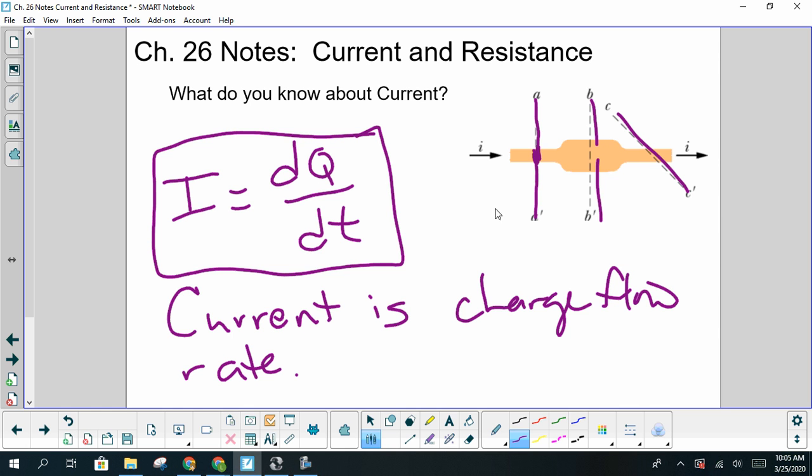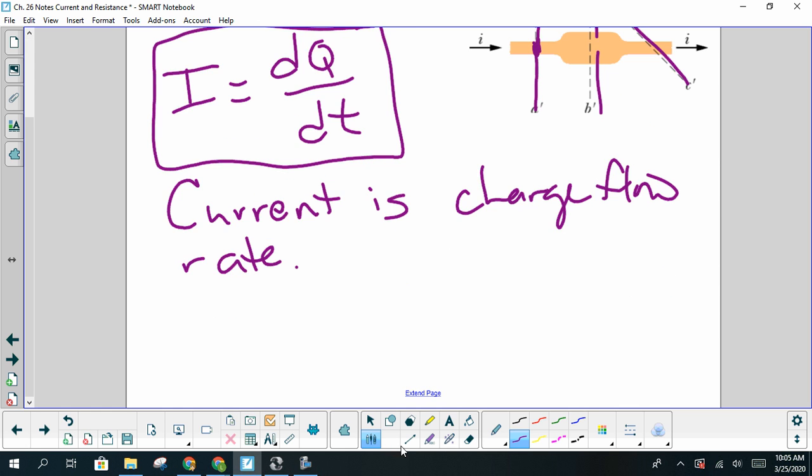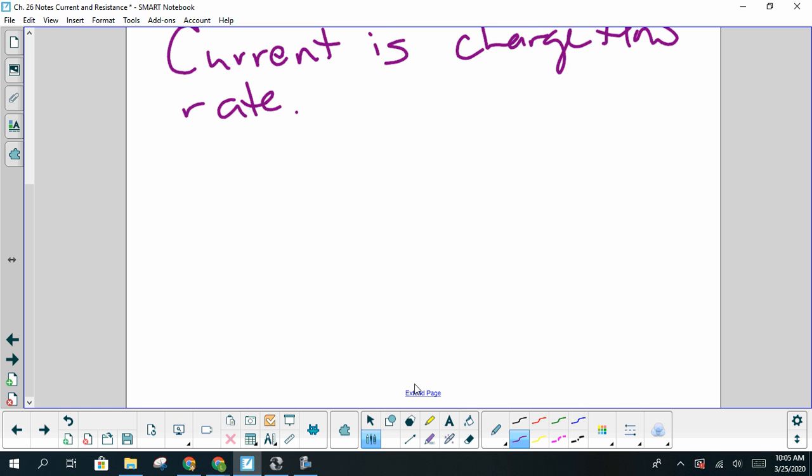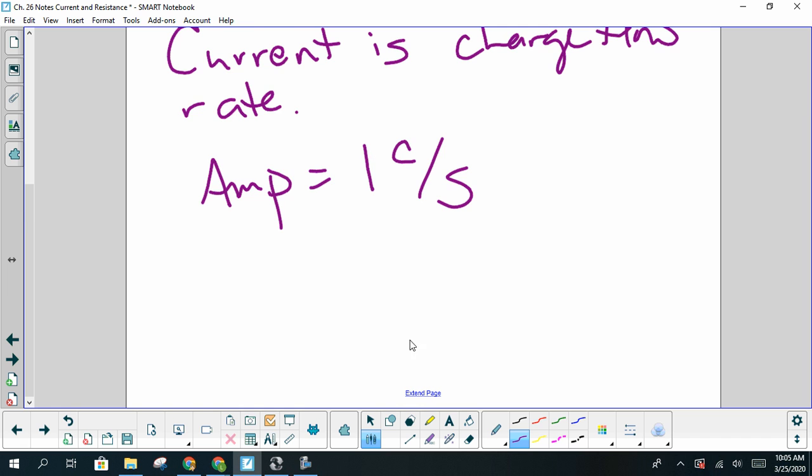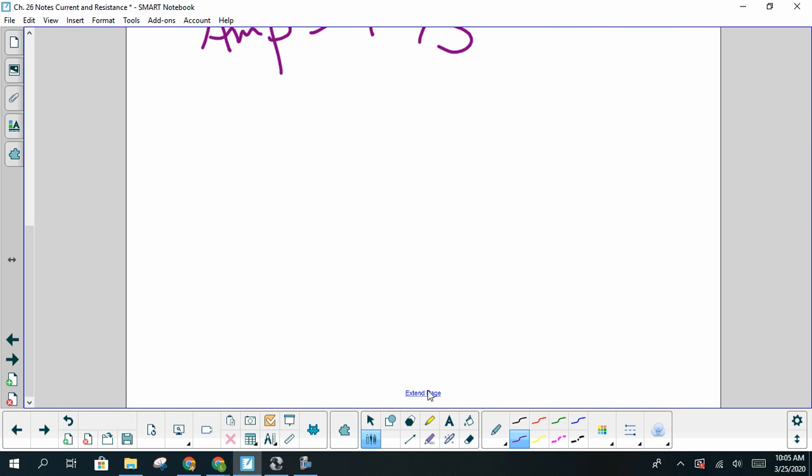The unit for current, maybe this is another thing that you wrote down, is an amp. And an amp is 1 coulomb per second. Several of your homework questions asked you to find total charge. So if we rewrite this equation in this format, dq is equal to I dt.